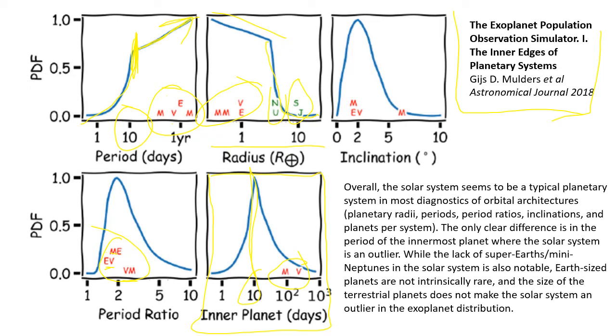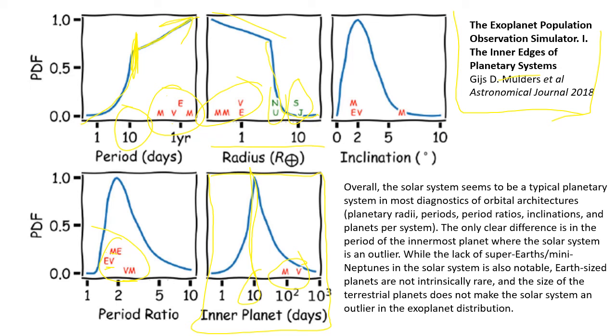So this was the conclusion of Mulders et al. in a paper from a couple of years ago. This is their quote: "Overall, the solar system seems to be pretty typical in terms of planetary radius, planetary period ratios, inclination, and planets per system. The only clear difference is in the period of the innermost planet, where the solar system is an outlier. While also the lack of super Earths and mini Neptunes in the solar system is also notable."